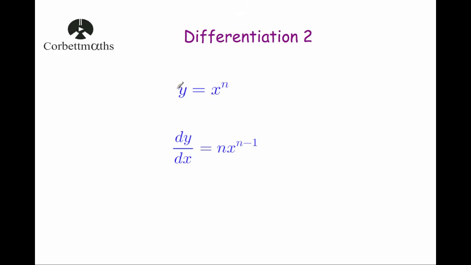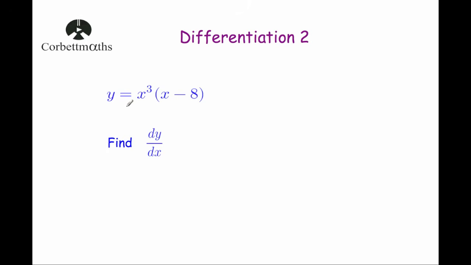So this rule, if you've got y equals x to the power of n, the dy by dx, the gradient function, is equal to n x to the power of n minus 1. In other words, bringing down the power and reducing the power by 1. So let's have a look at some typical questions now where we're going to have to do a little bit of rearrangement before we start the question.